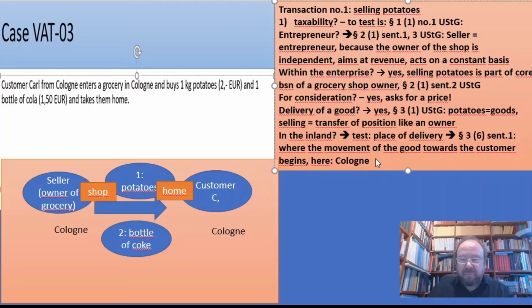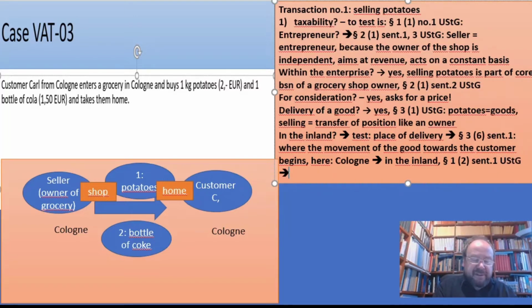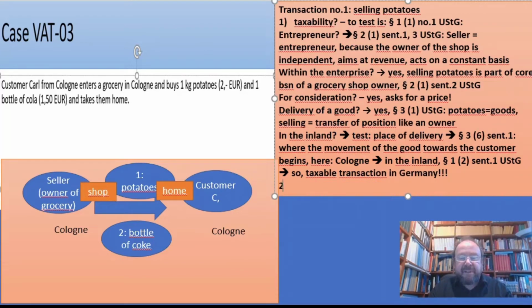So let's write that down. So Cologne is in the inland. That's paragraph 1, 2, sentence 1. Now, just please believe me that. So everything of taxability was fulfilled. So taxable transaction in Germany. Now the next step is number 2, is there a tax exemption? To check is paragraph 4 UStG, tax exemptions. The prognosis is there will be none, because we have never seen potatoes which have been sold tax-free.